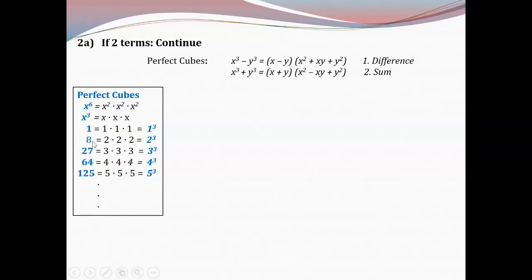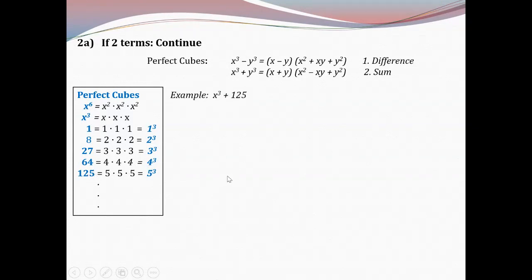By itself, it's going to give me 8. So 8 is a perfect cube. So is 27. So is 64. And so is 125. At least know these right here, guys. But there's plenty more. Most textbooks go all the way to 125. Maybe up to the sixth one, but at least know all the way to 5.